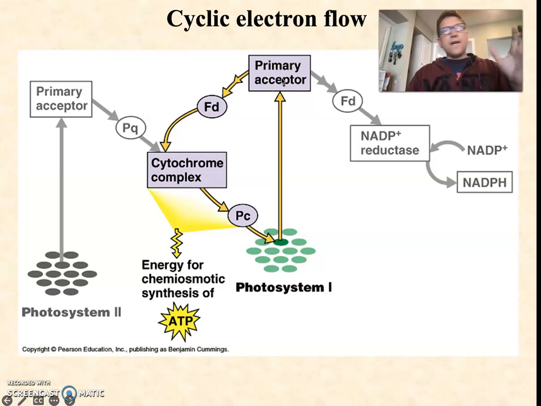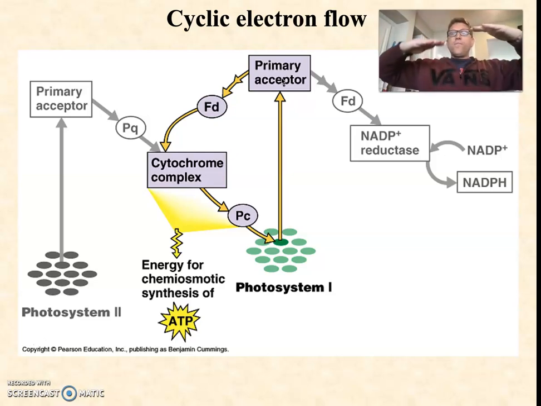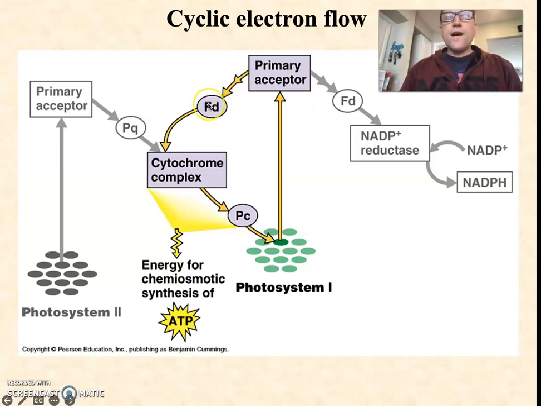And the more protons we pump, the stronger the gradient across that membrane, and we can keep making ATP. Until the ATP pool catches up to the NADPH pool, in which case ferredoxin will be signaled through internal signals to stop giving the electrons cyclically to the cytochrome complex and instead get back to non-cyclic electron flow and give them to the NADP plus reductase to get back to making NADPH. So that's what cyclic electron flow is all about.